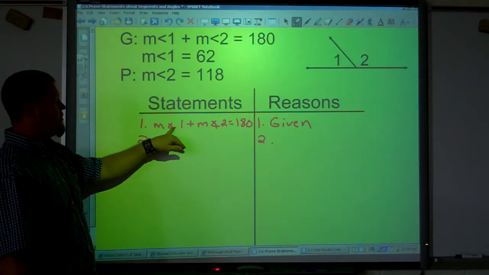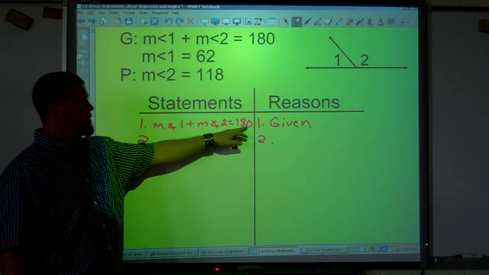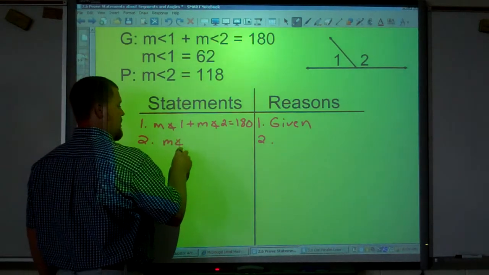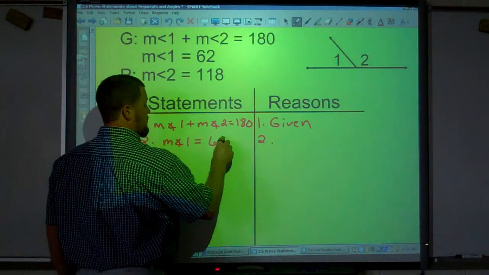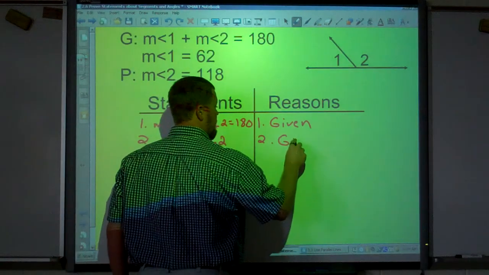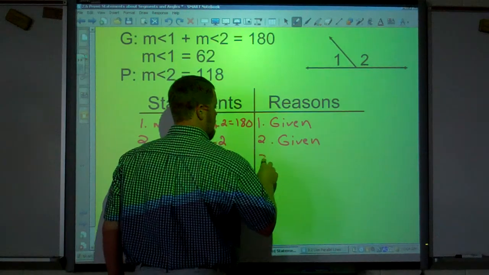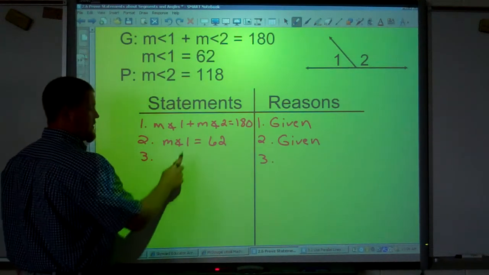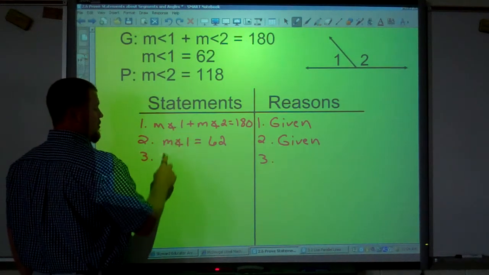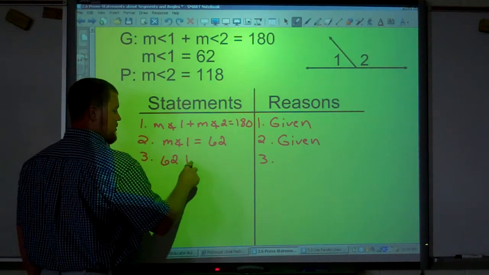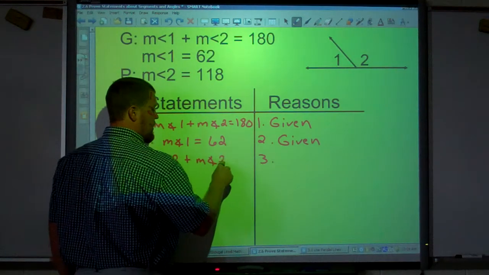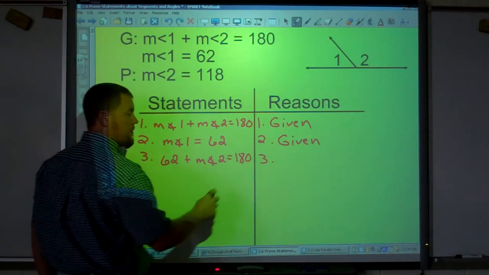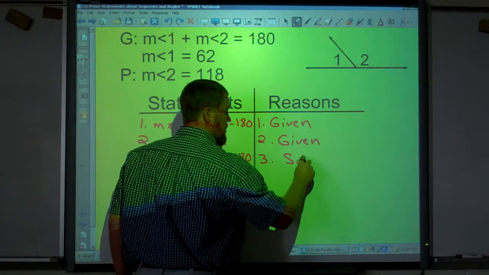Well, that means I got to get rid of this somehow, and that has to become smaller. Well, I know the measure of angle 1 equals 62 degrees. That's given. What can I do with that then? If this equals 62, we can put that in there. 62 plus the measure of angle 2 equals 180. What's that called? Substitution.